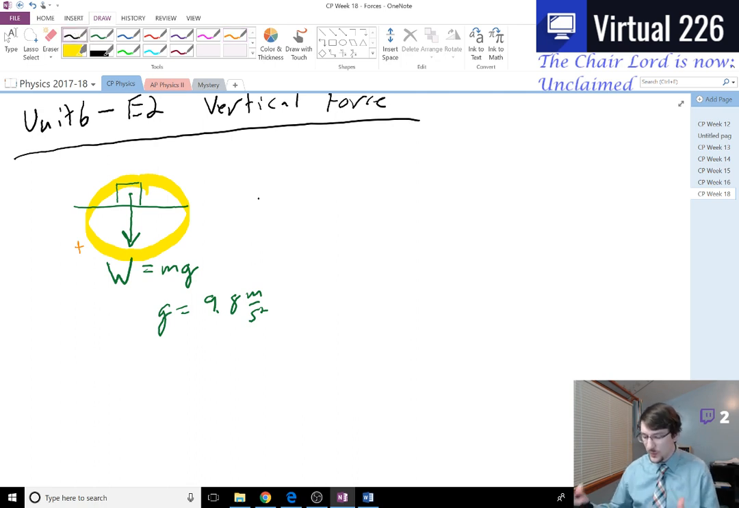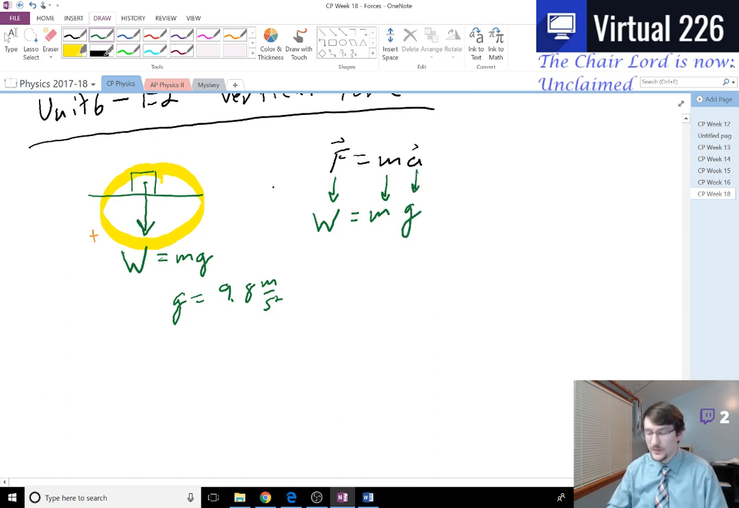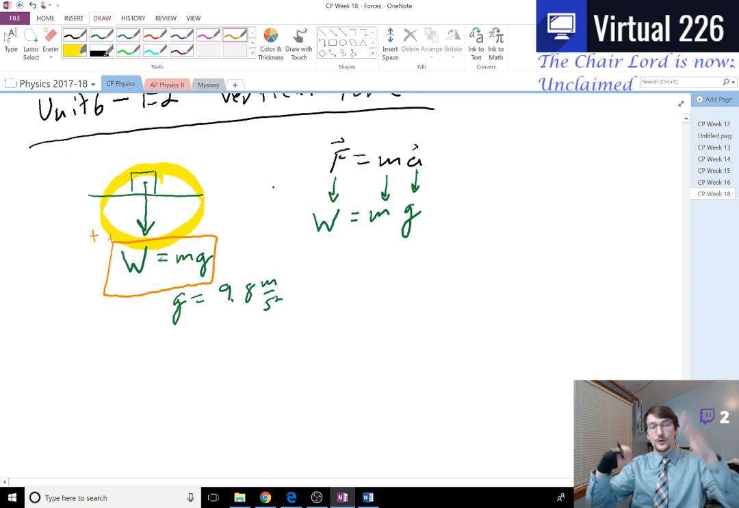And the reason why this weight equals mg is weight is actually a force. If we think about this, F equals ma, a force is a mass times an acceleration. Well, the force here is weight. It equals the mass, and the acceleration is the acceleration due to gravity. W equals mg. Okay, we're going to need to know this because it's going to come up in all sorts of vertical problems that we can do.